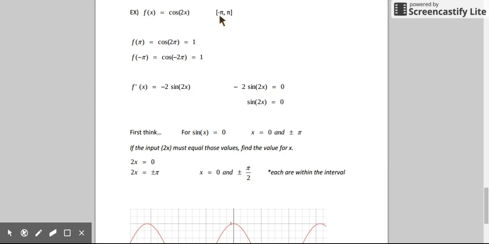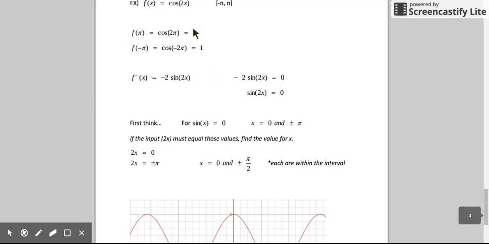I'm going to plug in my endpoints into the original function. Evaluating cosine of 2 pi gives me 1, and evaluating cosine of negative 2 pi gives me the same answer, positive 1. So we know that we have an extrema occurring in between these 2 points. We don't know how many or what type, but we do know they are occurring. So let's find the derivative of the function and set it equal to 0 to solve, and we can find the points at which this extrema is occurring.